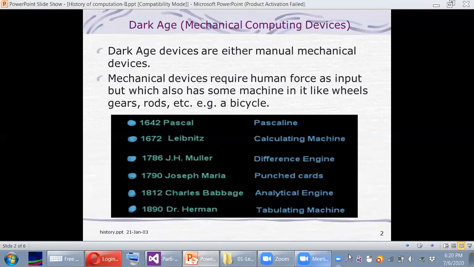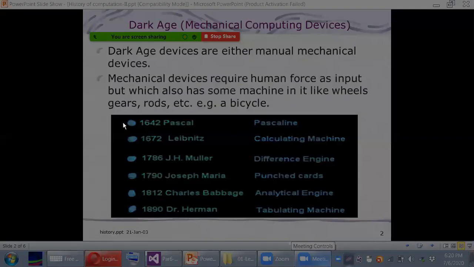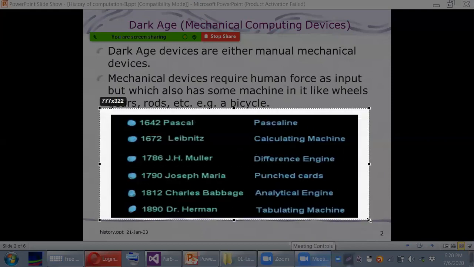You can see here's a listing. It starts from Pascaline. Pascaline was invented by a scientist, Pascal, in 1642. And the word Pascal is also famous for some other thing. Can you guess? Give me the answer in the comments area. What is the other popularity of the word Pascal?